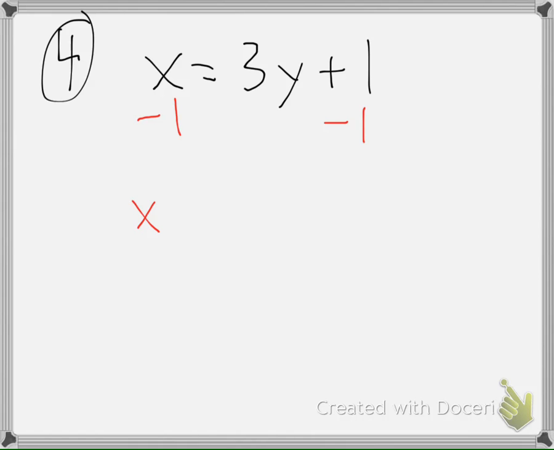Now x and 1 are not like terms, so I have to leave it x minus 1. I can't combine them because one's a variable and one's a constant.